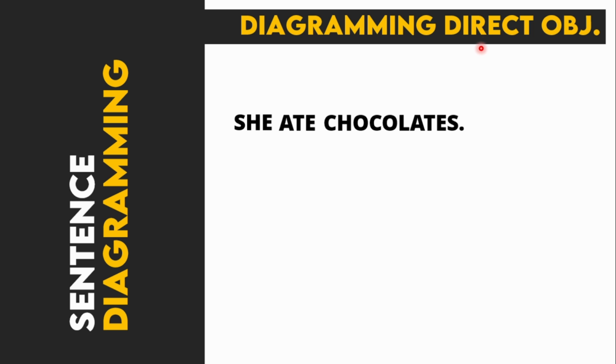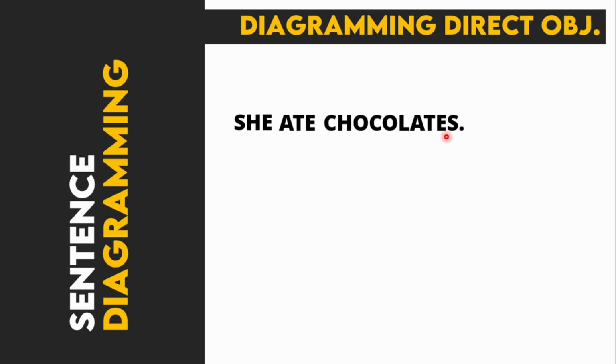Okay, proceeding with another diagramming. We're now going to talk about direct objects. Direct objects are a part of the sentence, so it requires another diagramming method. We'll be focusing on the sentence, she ate chocolates.